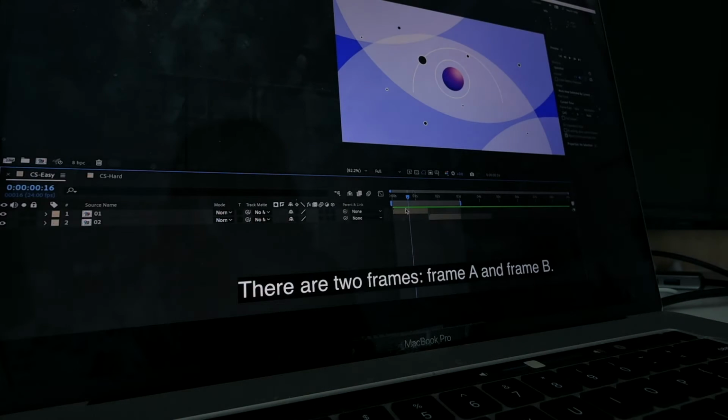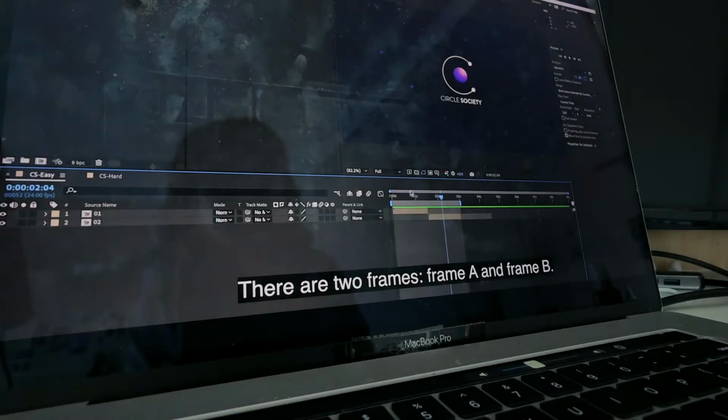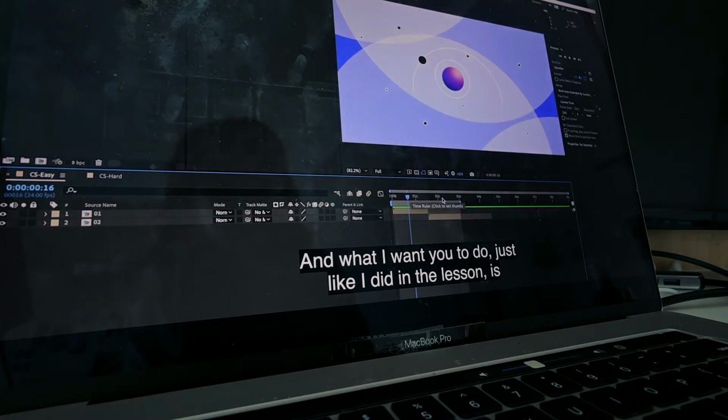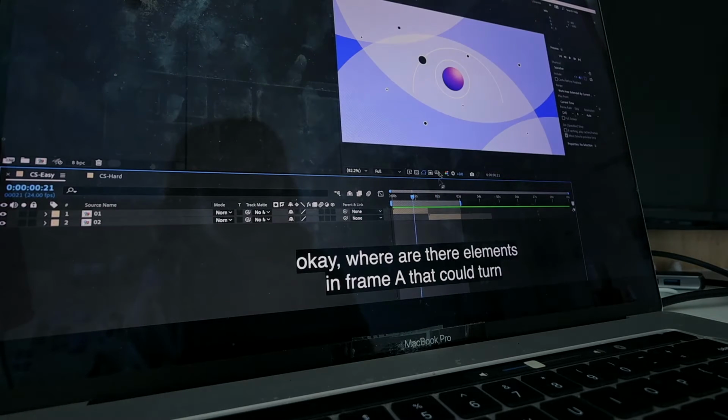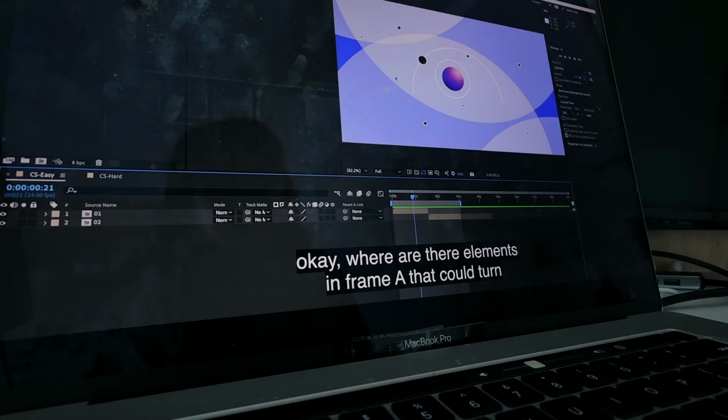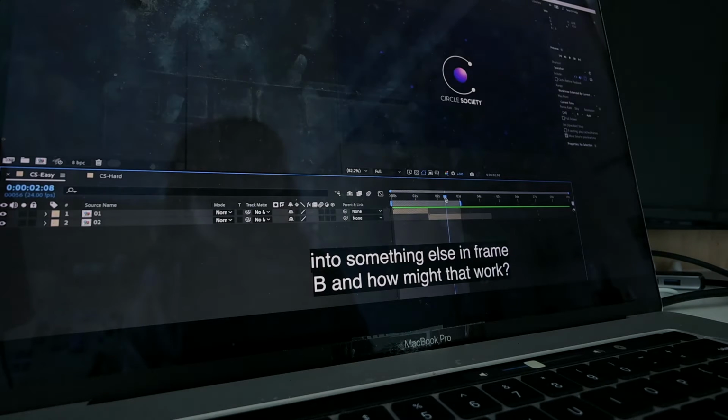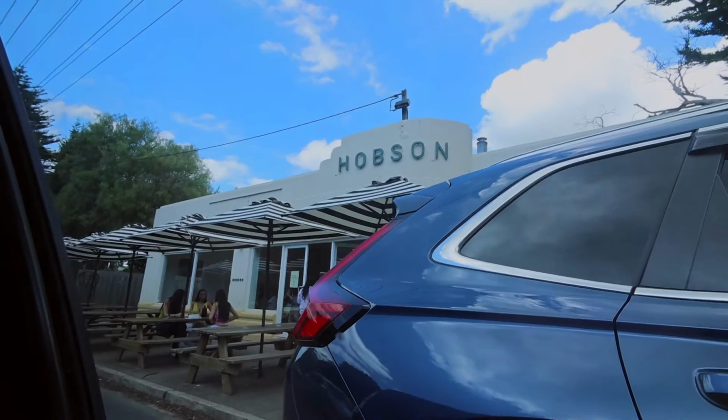There are 2 frames, frame A and frame B. And what I want you to do, just like I did in the lesson, is kind of flip book back and forth between them and figure out, okay, where are there elements in frame A that could turn into something else in frame B, and how might that work?